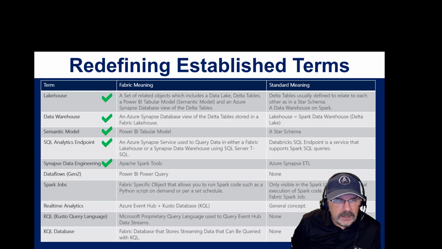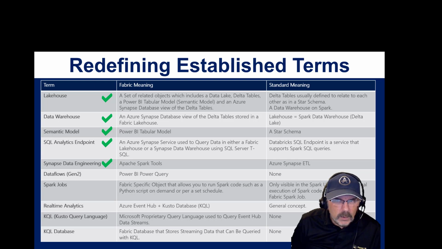Synapse data engineering. Ironically, they use the word Synapse, but it's referring to open source Apache Spark tools. So on the right hand side, the standard meaning, when you say Synapse data engineering, what I would expect you to mean is this is like Synapse specific stuff. It's not open source Spark. So that throws me a little, because you're saying Synapse in it, but you don't really mean Synapse, you mean Apache Spark.